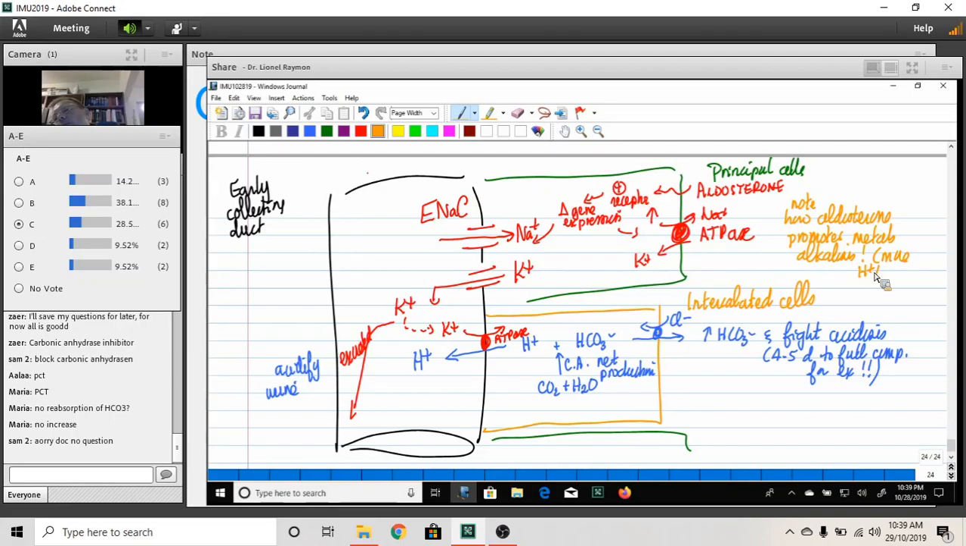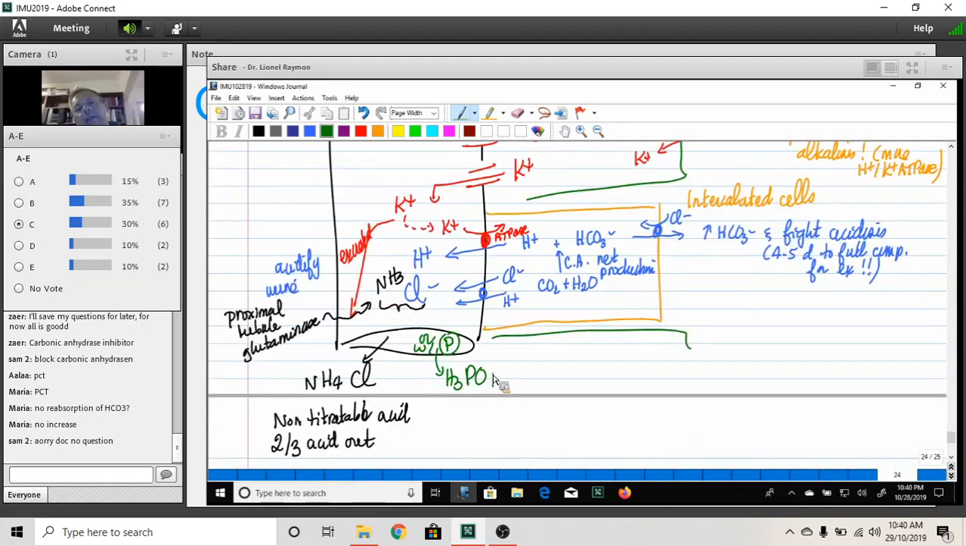It's ammonium chloride. The other third is going to be with phosphate. And then it'll be phosphoric acid. And that's called titratable acid. And titratable acid is the other third of the acid output. So the way we're going to pee out our proton is as primarily ammonium chloride and some phosphoric acid. And phosphate and ammonia were just produced or released from the PTH, makes you trash some of the phosphate, and then you'll trash it as phosphoric acid.